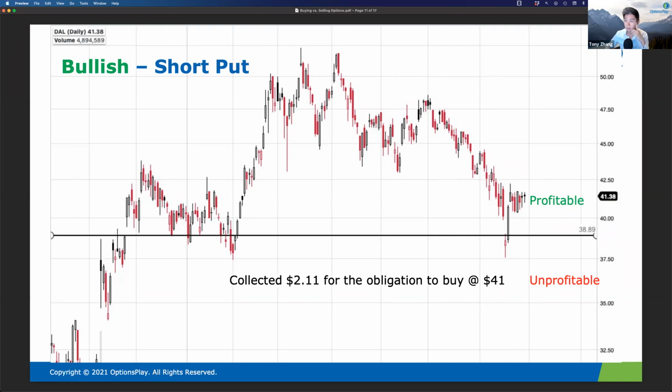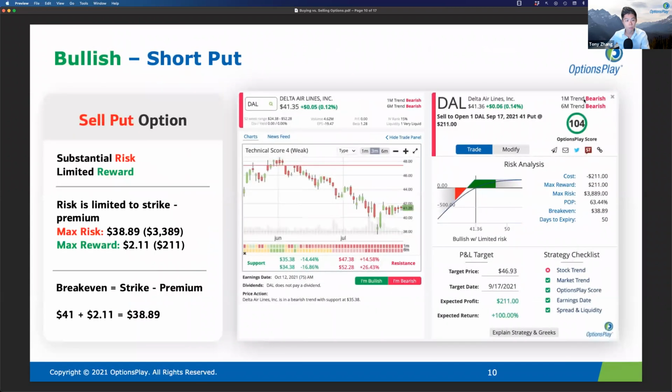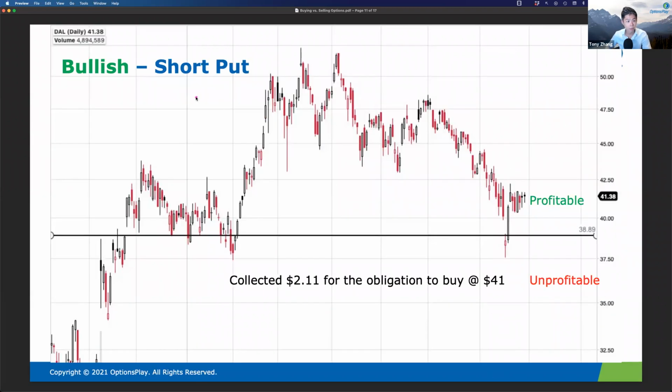Can you clarify the terms naked and married? These are terms used when selling puts and selling calls. Basically, both of these strategies that I'm talking about here, selling a put and selling a call, are naked, meaning you're just selling the call and just selling the put and you don't have any other positions on.